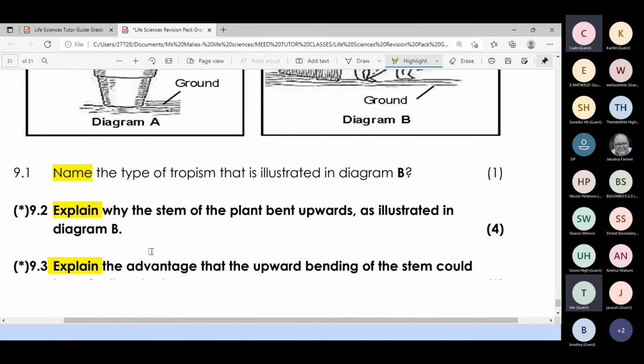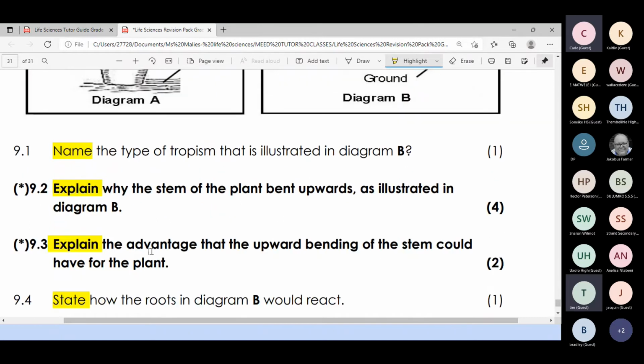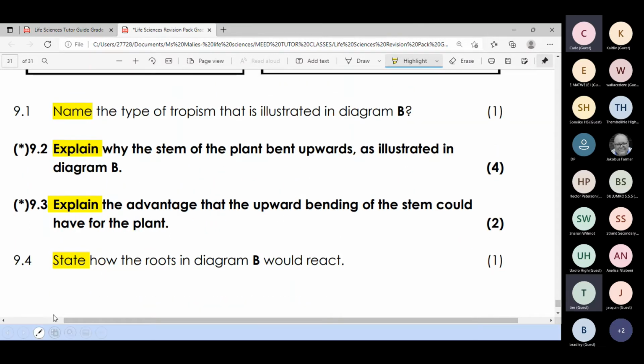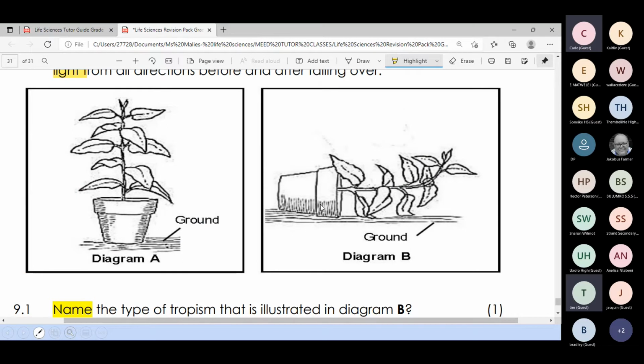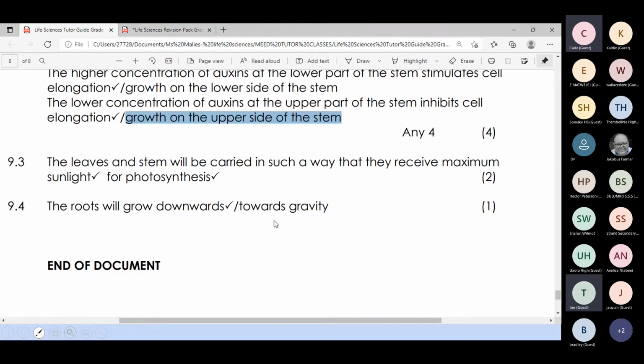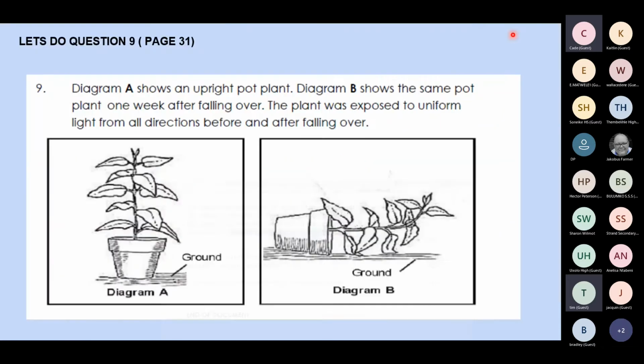Then 9.4, state how the roots will react. Now, we can't see the roots here, but we understand that if the stems grow upwards, then the roots will go downwards towards gravity. The roots will grow downwards towards gravity.